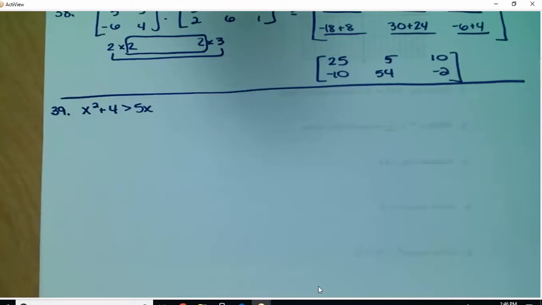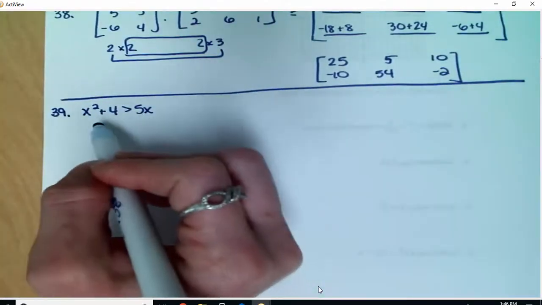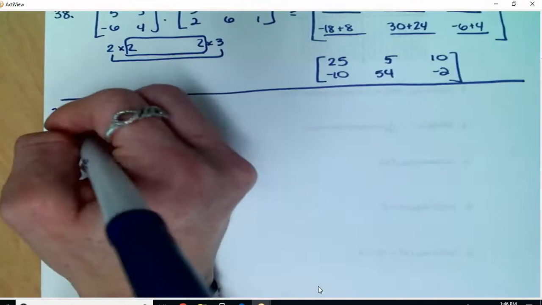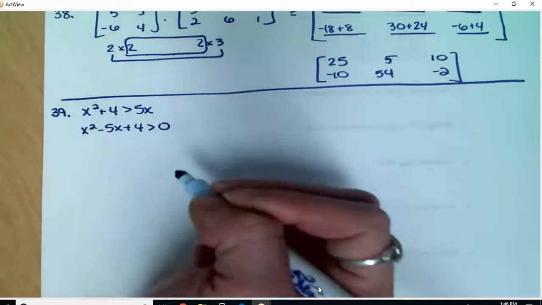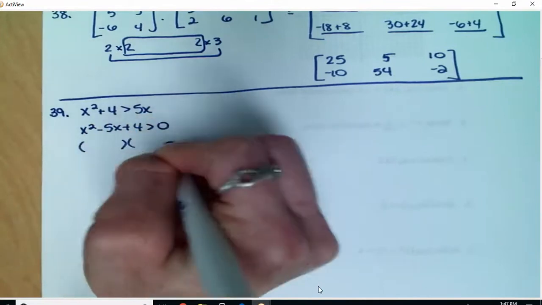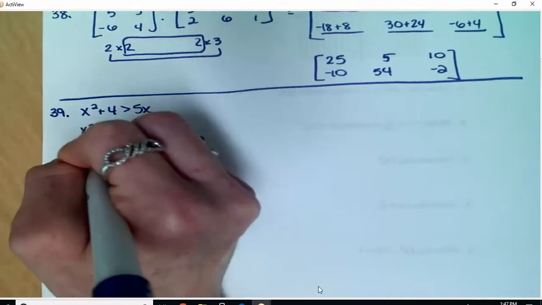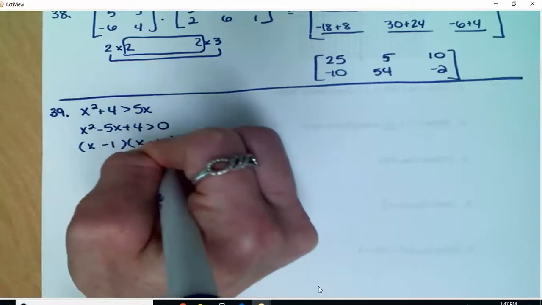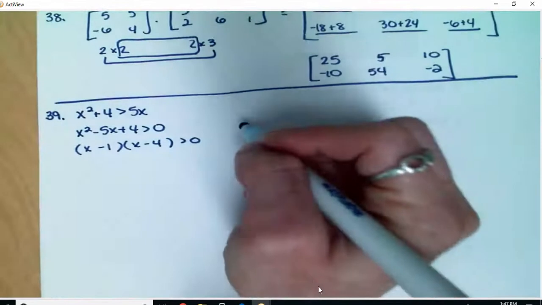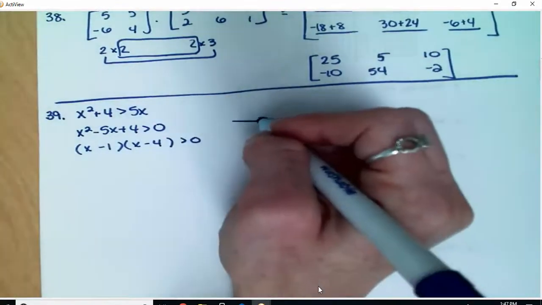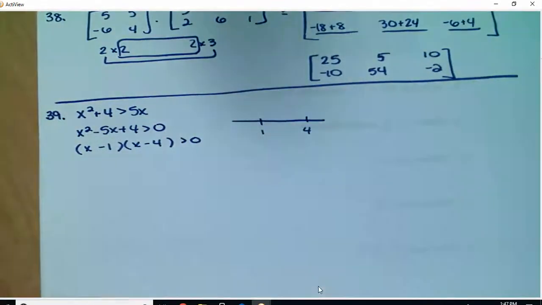So, inequalities. 39 and 42 are both looking at these inequalities. First thing we're going to do is treat it like it was an equal to. So if this were an equal sign, we would bring everything over and factor. So that's exactly where we're going to start. Subtract over your 5x. And then we factor. So multiply to 4, add to -5. Be -1 and -4. If you set each of those equal to 0, you get a +1 and +4.